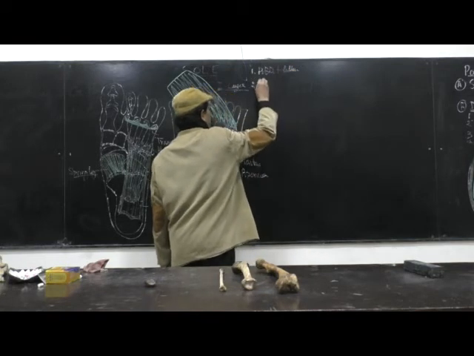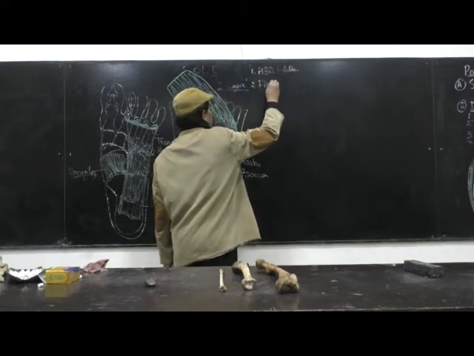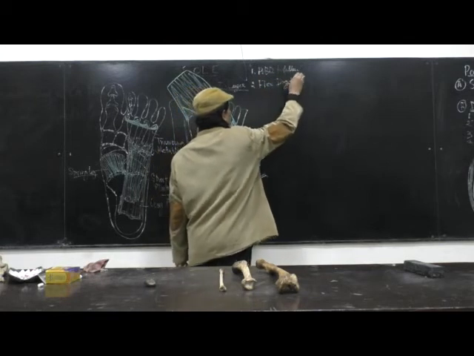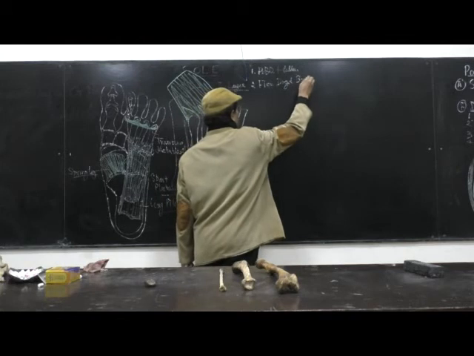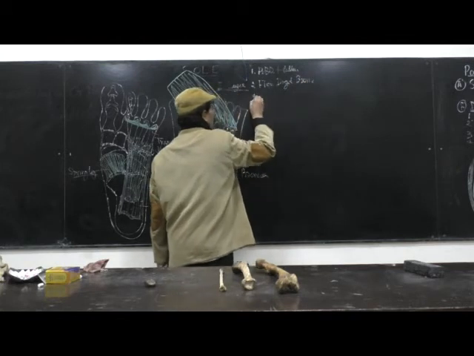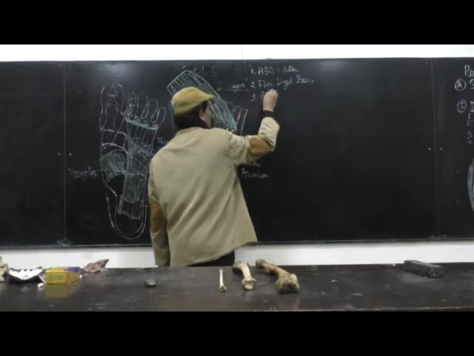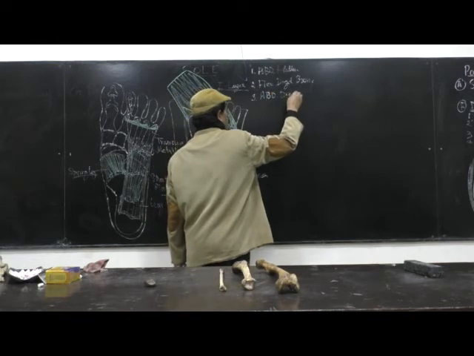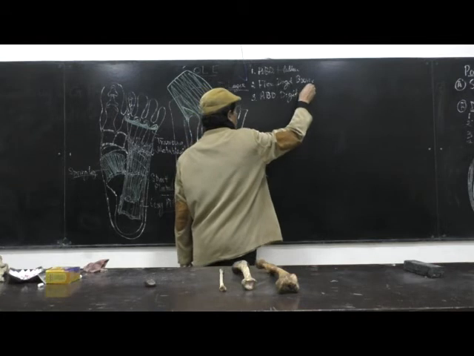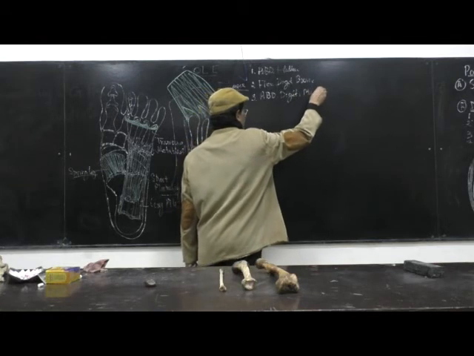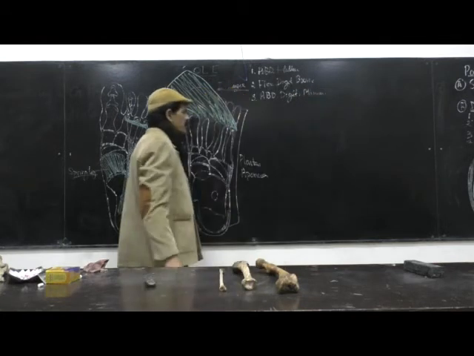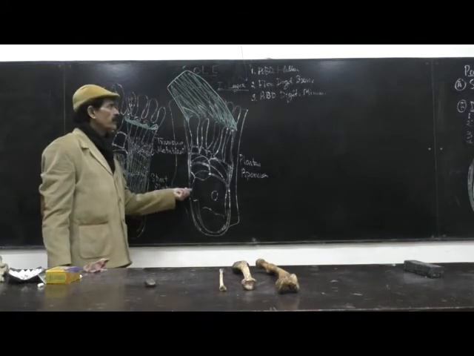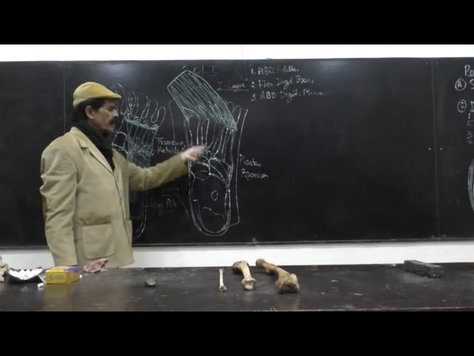Second is the Flexor Digitorum Brevis muscle. Third muscle is Abductor Digiti Minimi. These are the 3 muscles we see here in the first layer after removal of the plantar fascia deep to it.